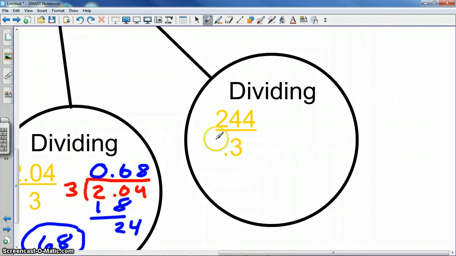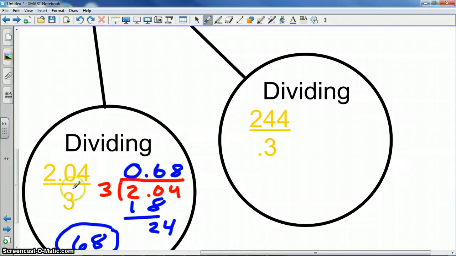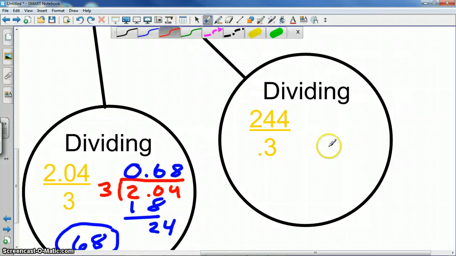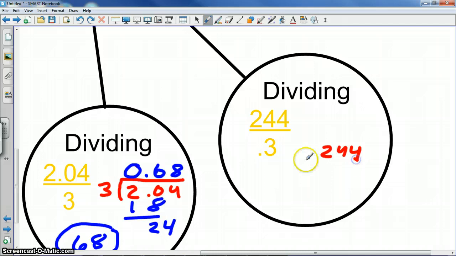Last one's just a little different, and if you want to compare these two, notice in this one, the decimal is in the numerator. That's called the dividend. This one, it's in the denominator, the divisor, and so that's the reason it's just a little bit different. Let me show you. We have 244 divided by 3/10.